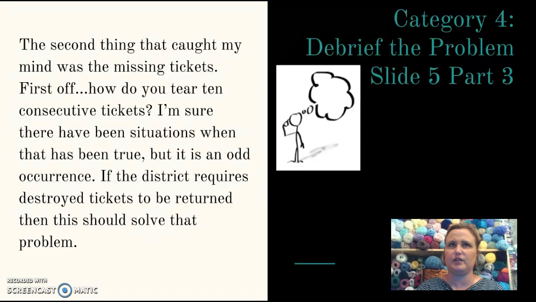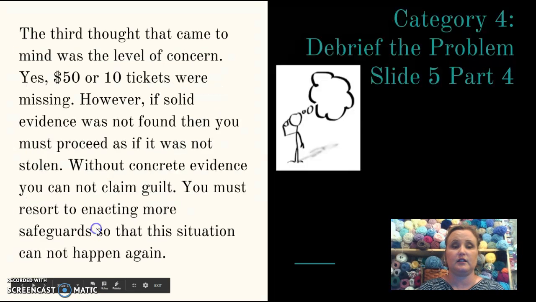The second thing that caught my eye was the missing tickets. First off, they were 10 consecutive tickets that were torn. That seems a little odd, but if the 10 tickets are bagged and included with the gate box post-event form, then that makes sense. I'm sure in some situations it's happened, but it's just an odd occurrence. That's why one of the solutions was to bag and turn in the tickets so that no misuse could be claimed.